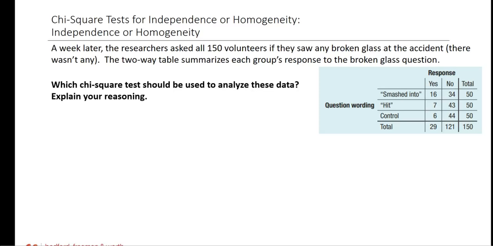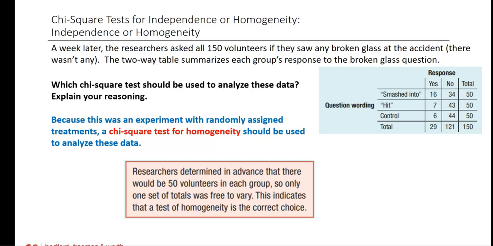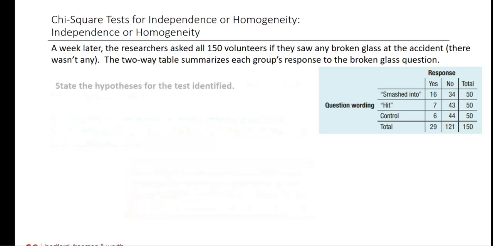So you're wording the question differently. There is only one sample, but there are 3 assignments there. Is the response going to be different? My thought is probably homogeneity. Yeah. So that's what it says there. So only one set of totals was free to vary.